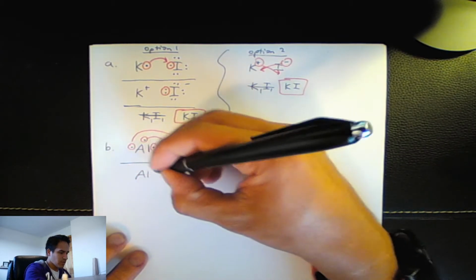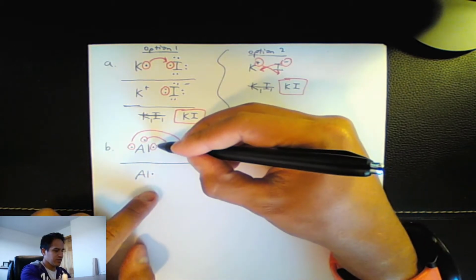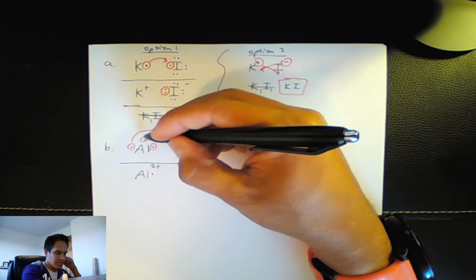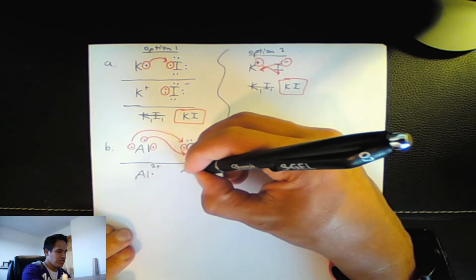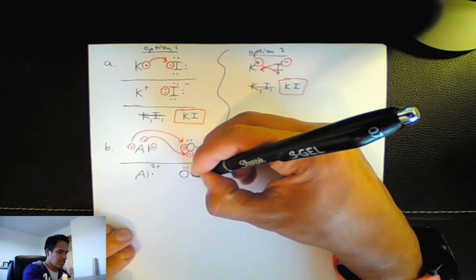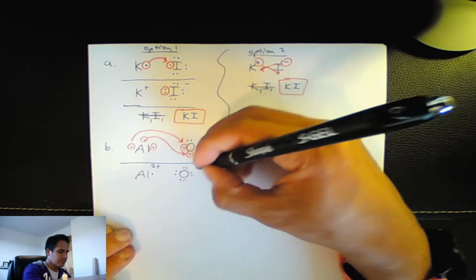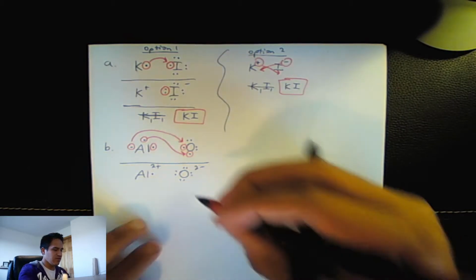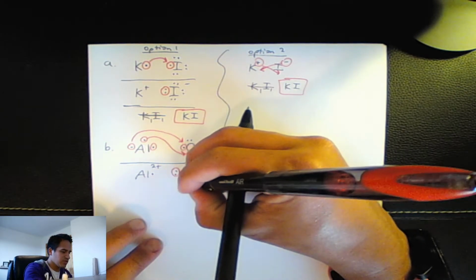aluminum with 1 electron left on it because we didn't pair up this one. And it's going to have a charge of 2+ because it's lost 2 electrons. The oxygen over here will have now 8 electrons on it and a charge of 2-. Okay? And the electrons, again, that it gained and paired were these ones here.